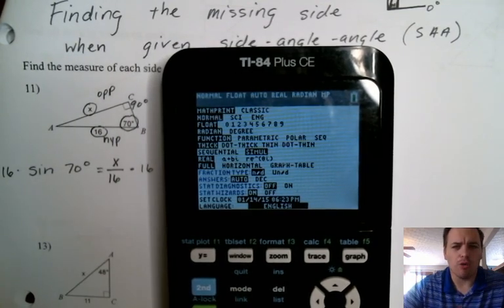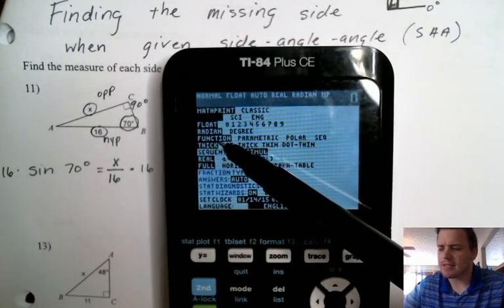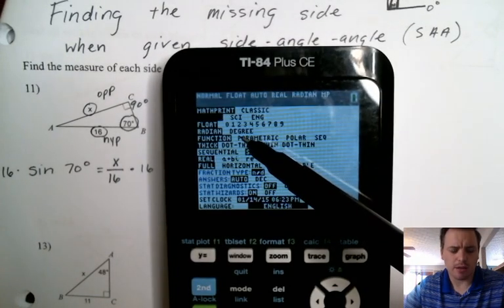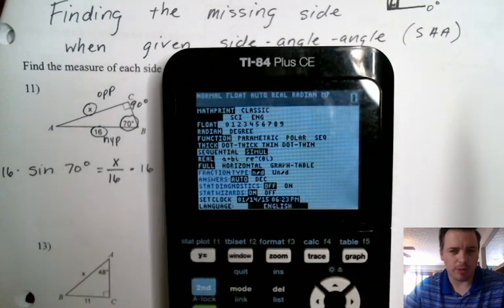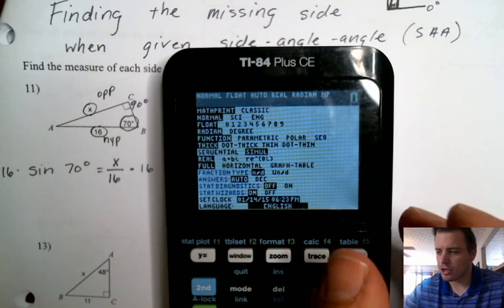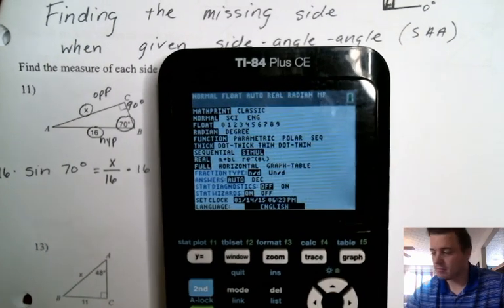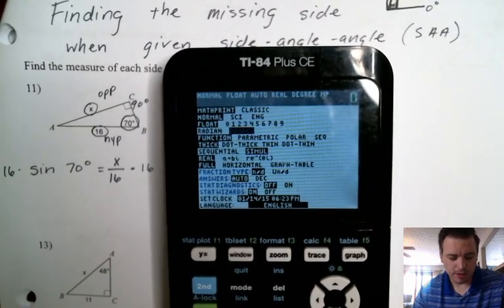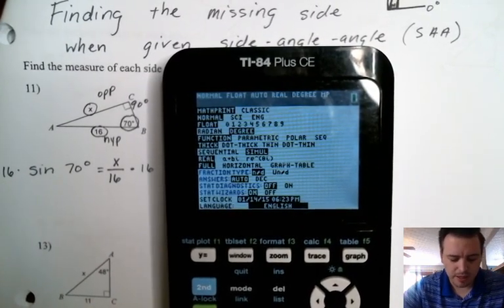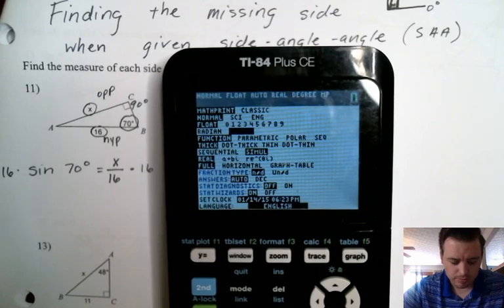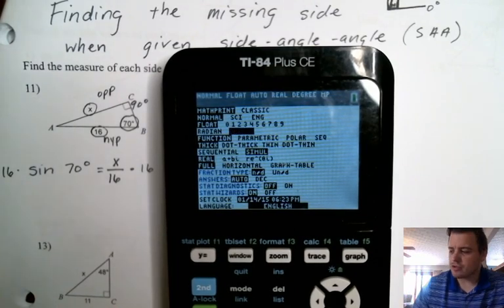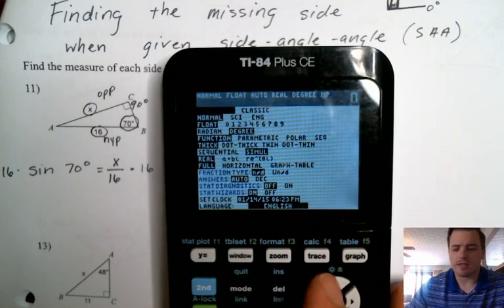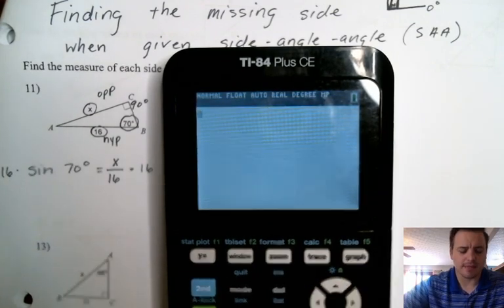And under mode, right here where it says radian and degree, what should we be in right now if we have a degree symbol in our problem? We should be in degree mode. Okay? We should be in degree mode. Very good, Christina. So once you've clicked on degree, just hit second quit, and that takes you back to your home screen.